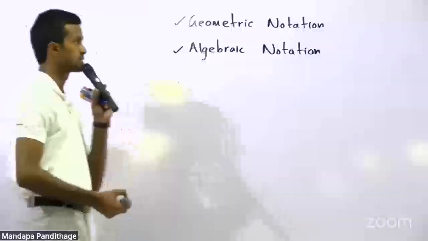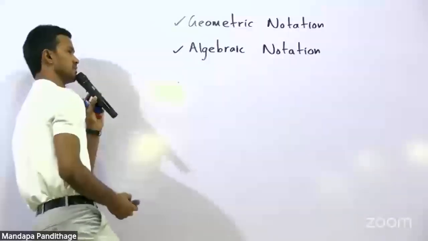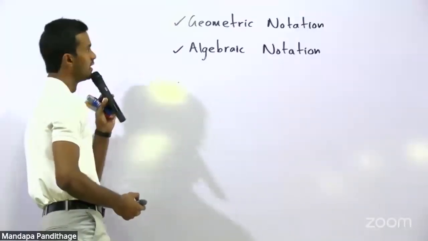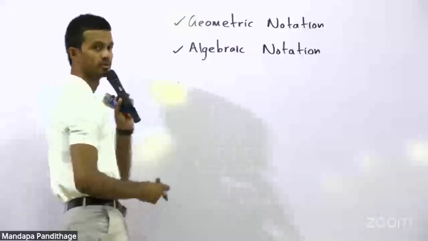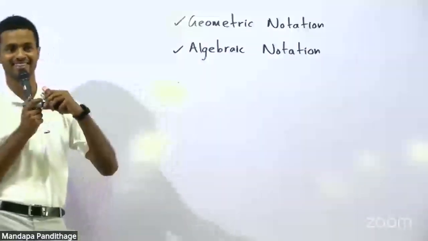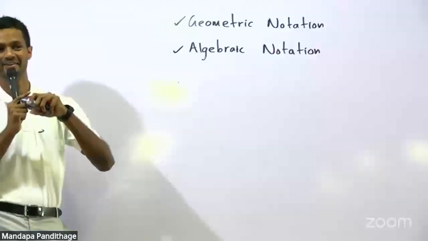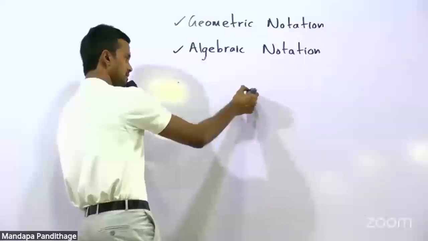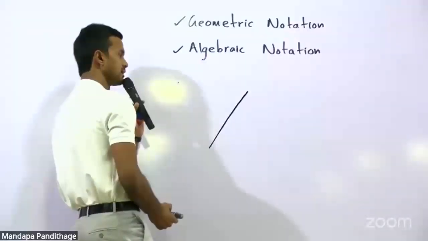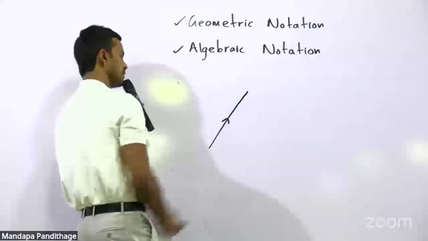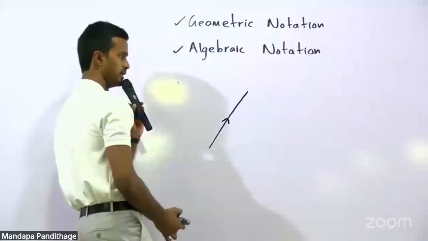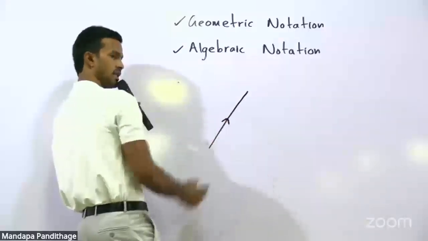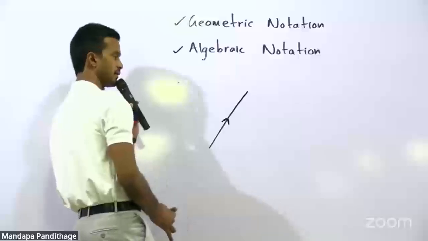Okay, so first one, the geometric notation. So how do we denote this in a geometrical way? A vector is denoted by a line segment with a single arrowhead. So we denote a vector using a line segment consisting of a single arrowhead.